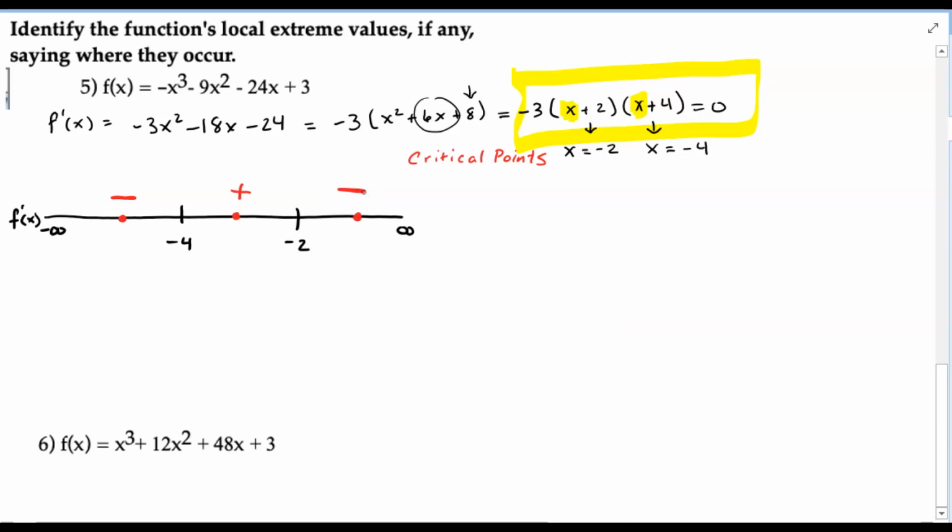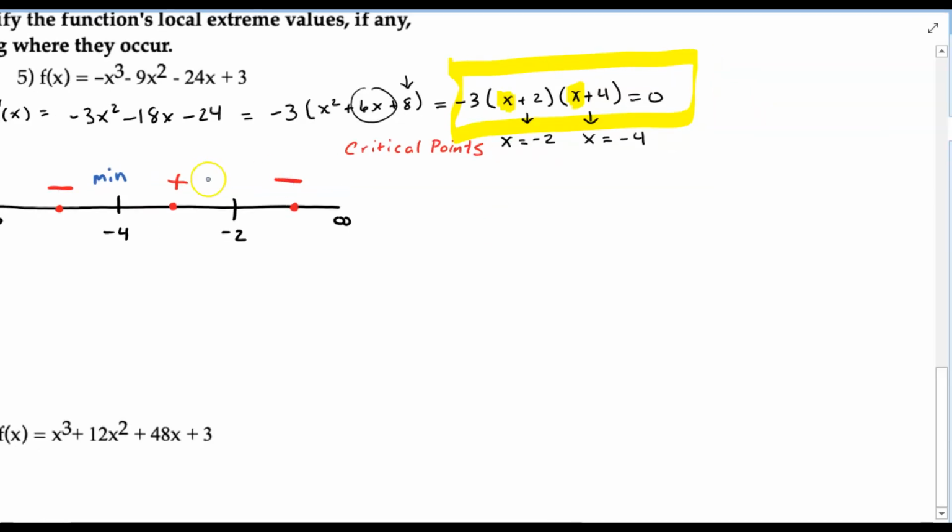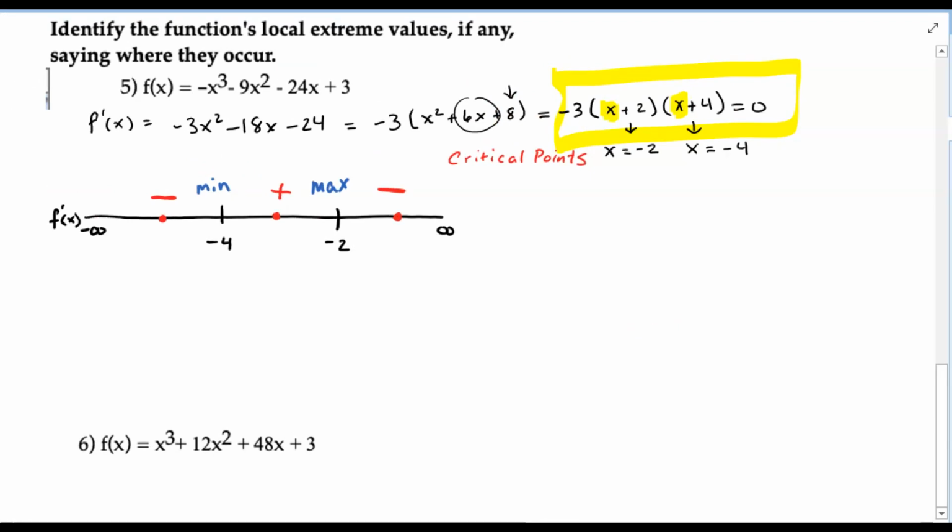So as we notice from the previous information that we looked at, the derivative goes from negative to positive across -4. If it goes from negative to positive across -4, we say that is a minimum. And if the derivative goes from positive to negative across -2, we say that is a maximum. All right, that is a maximum. Okay, so not much more to it than that.